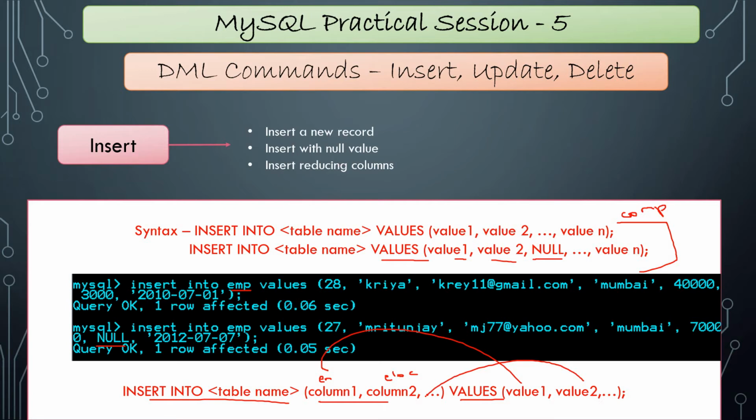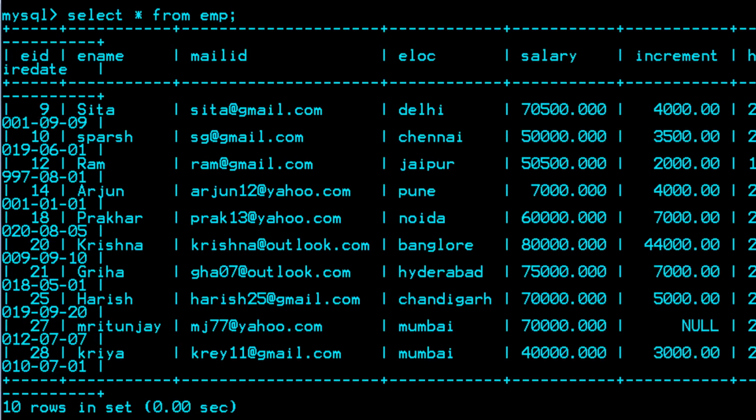So here we have three methods. First one is to insert a complete new record with different values. Next is to insert with the null value. You simply have to write null in the values. And the last one is to enter the record with the reduced number of columns. After that you can see I have entered a few rows in my table, so I have 10 rows or 10 tuples in my table. Just remember we have different IDs because we already applied the primary key constraint in this. So we have different employee IDs in this table.